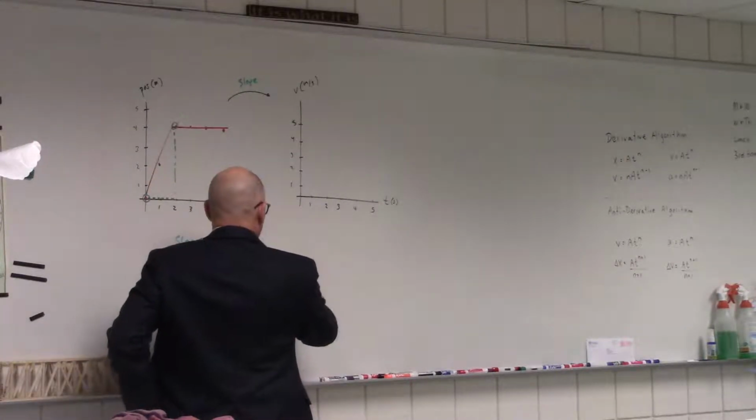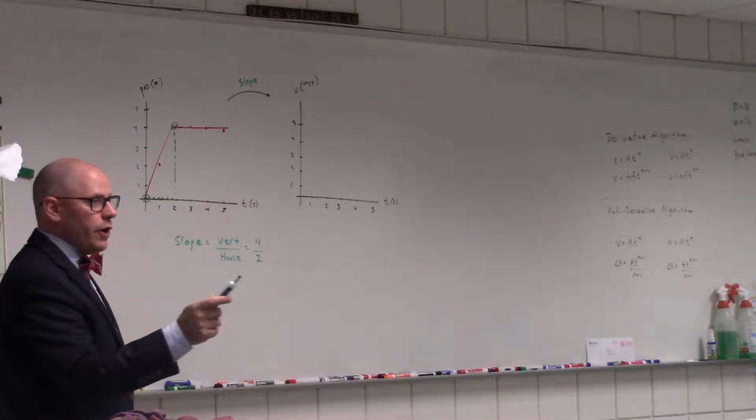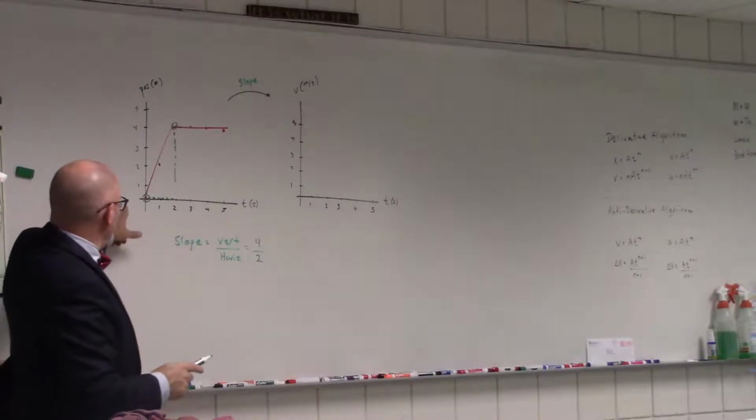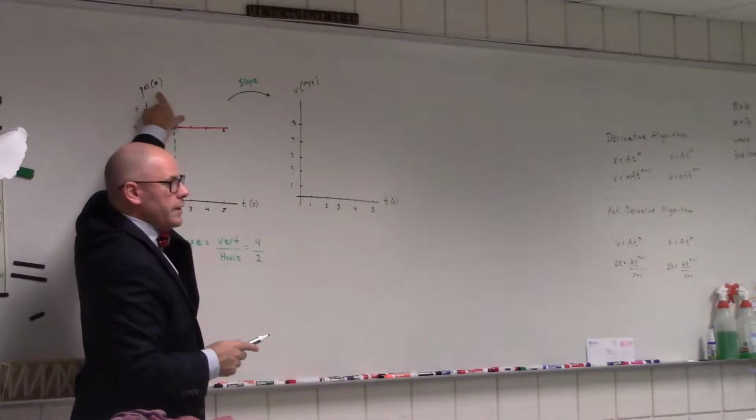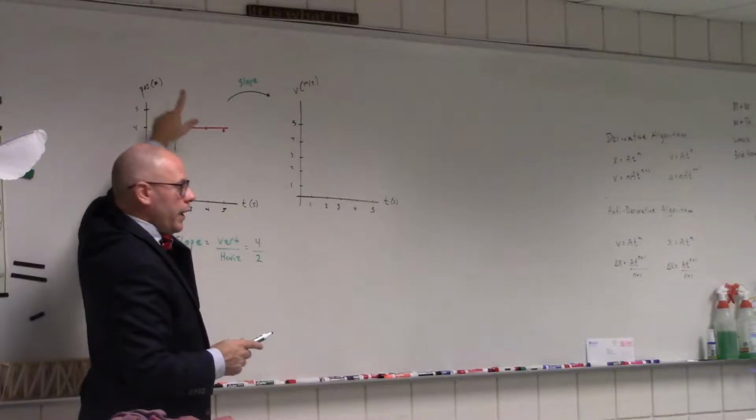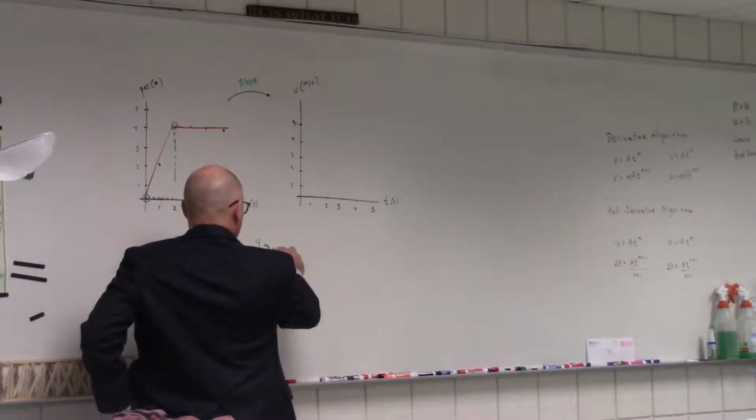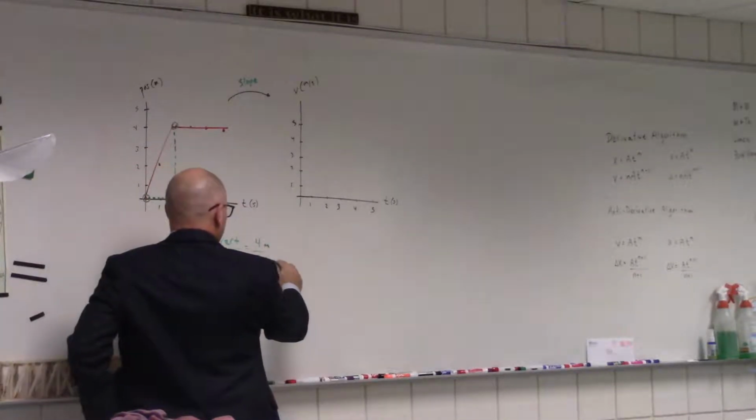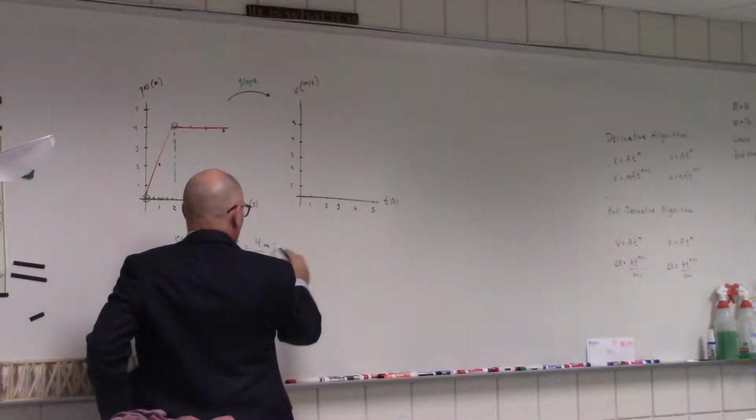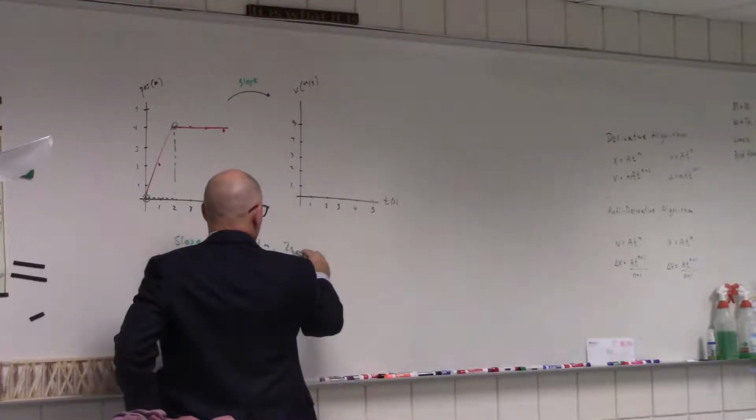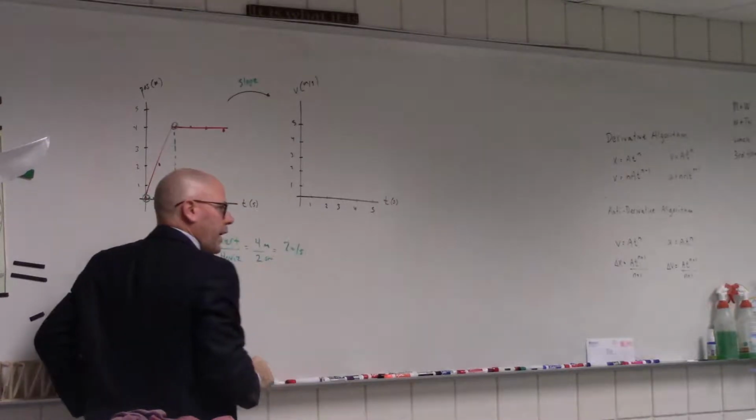Now, if you're paying close attention, you're going to notice this. This is 4, what are the units on that? Meters. It's 4 meters, right? Divided by, what are the units on the 2? So what's my slope then? 2 meters per second.